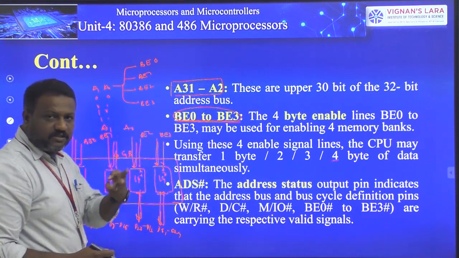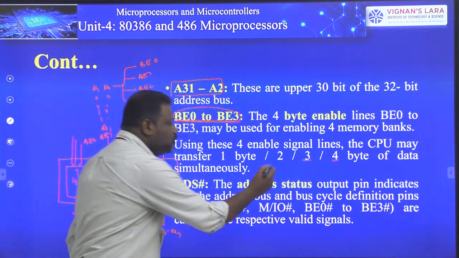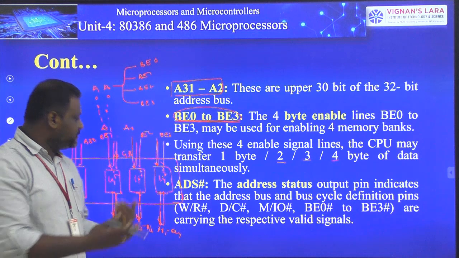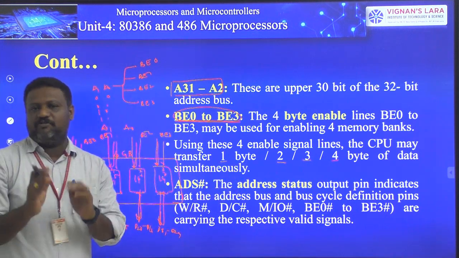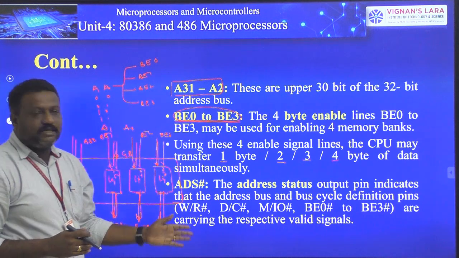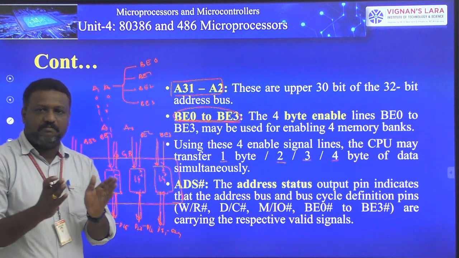If I enable 3 banks, then I can read 3 bytes from this. If I enable 2 banks, I can read 2 bytes from these banks. If I enable only 1 bank, I can read only 1 byte. Like this, my 32 address lines are helpful for me to address the locations of memory.